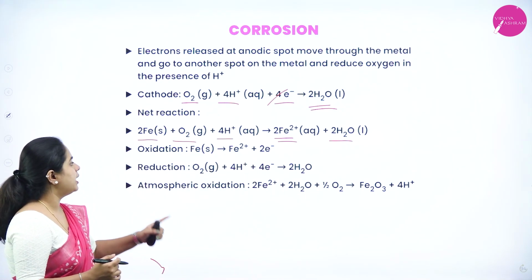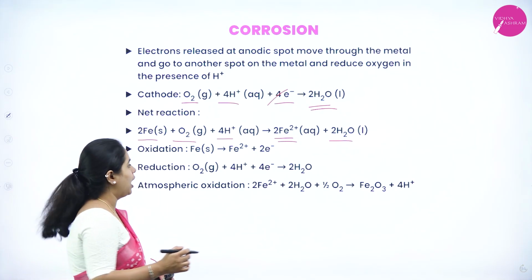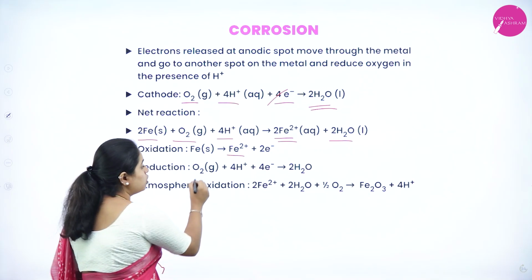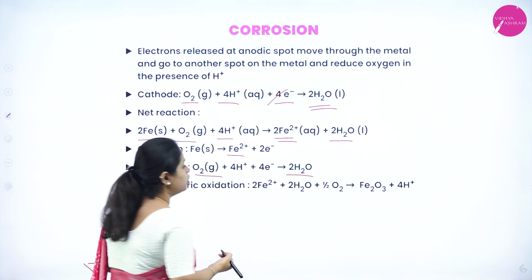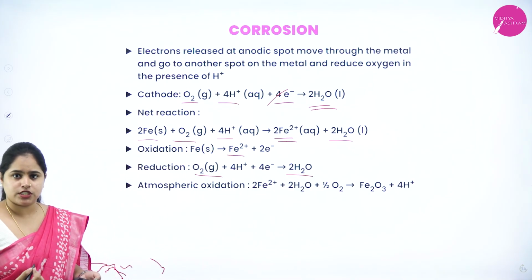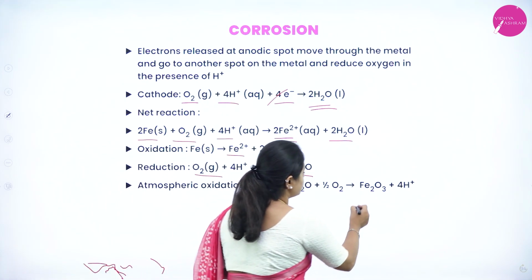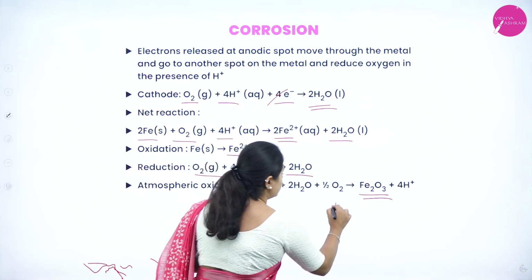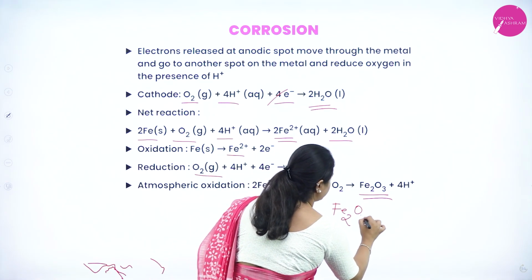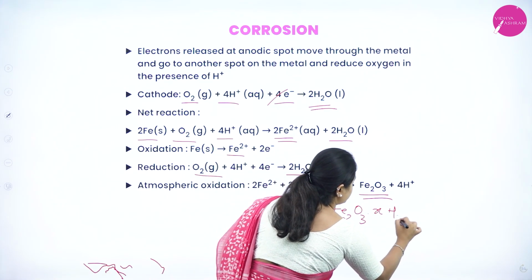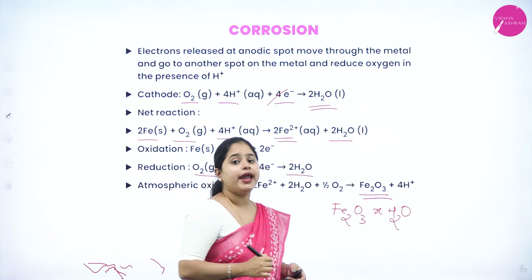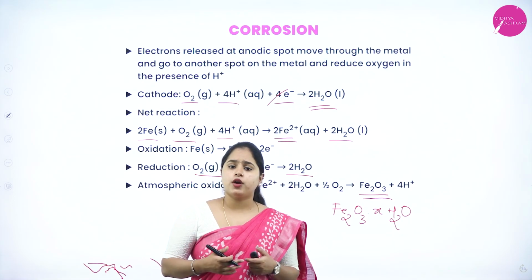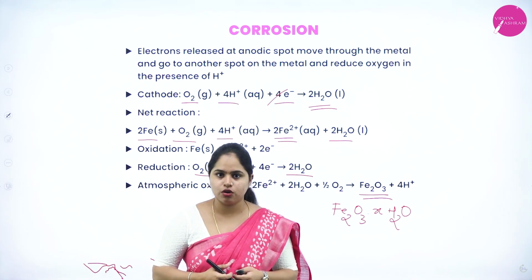As said, oxidation takes place at the anode, Fe forms Fe2+. Reduction takes place at the cathode, where oxygen is reduced to water. This is the reaction which is happening. And finally, what is formed? Rust is formed. We are talking about the rusting of iron. The formula for rust is Fe2O3.xH2O. I hope the rusting of iron is also clear for you.